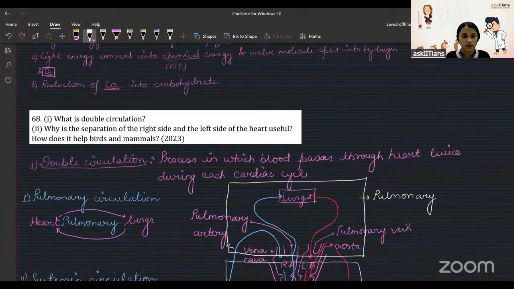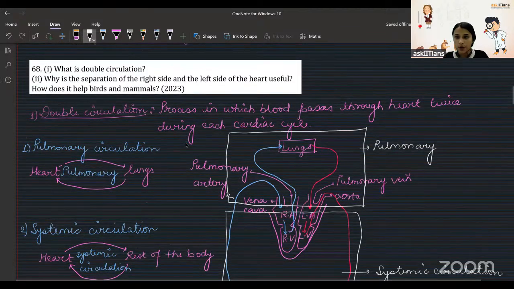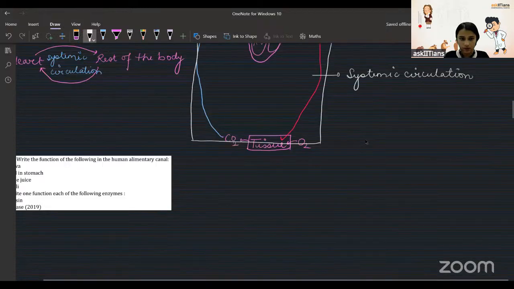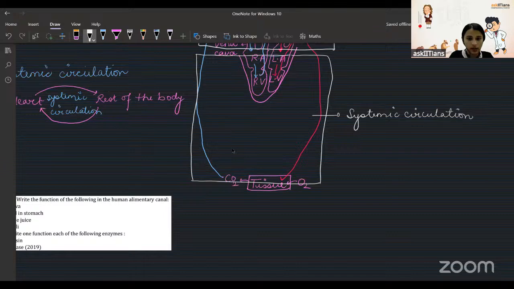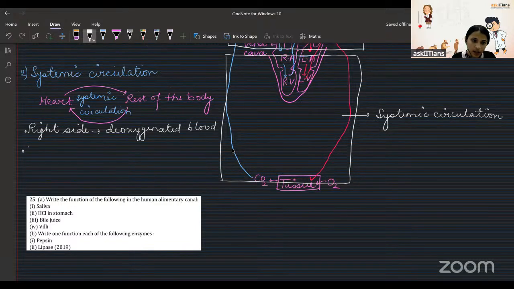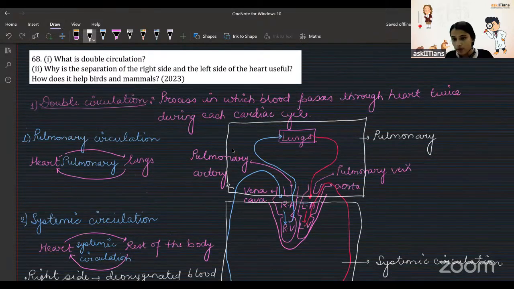Okay. Now, next. Why is the separation of the right side and the left side of the heart useful? First of all, we should know this right side deals with deoxygenated blood, right? And your left side deals with oxygenated blood. So the separation of your right and left side prevents the mixing of oxygenated and deoxygenated blood, which ensures the efficient supply of oxygen to different parts of the body.